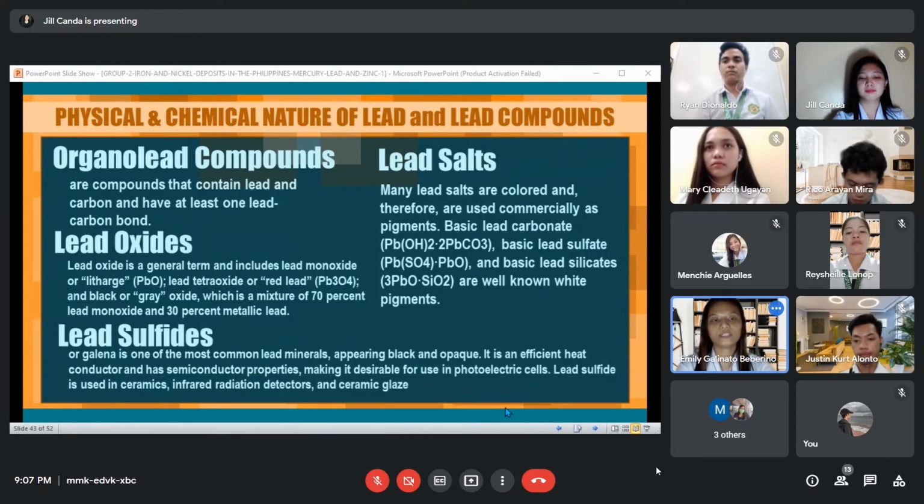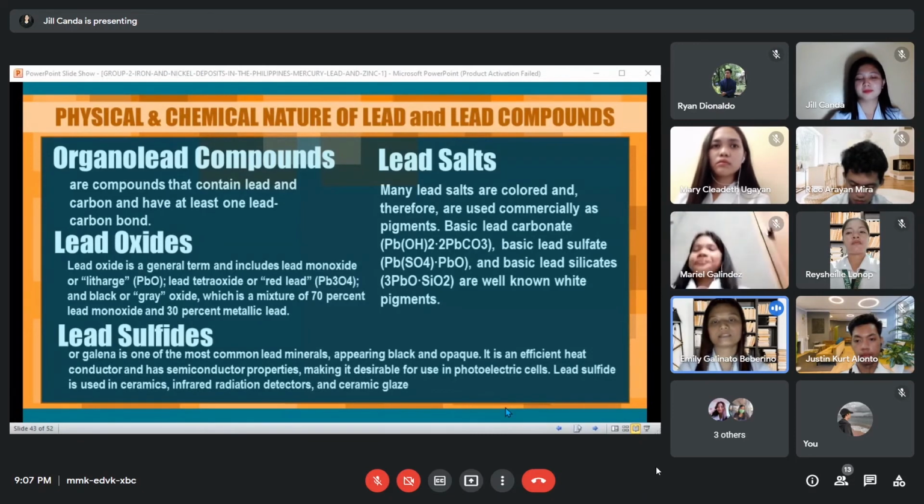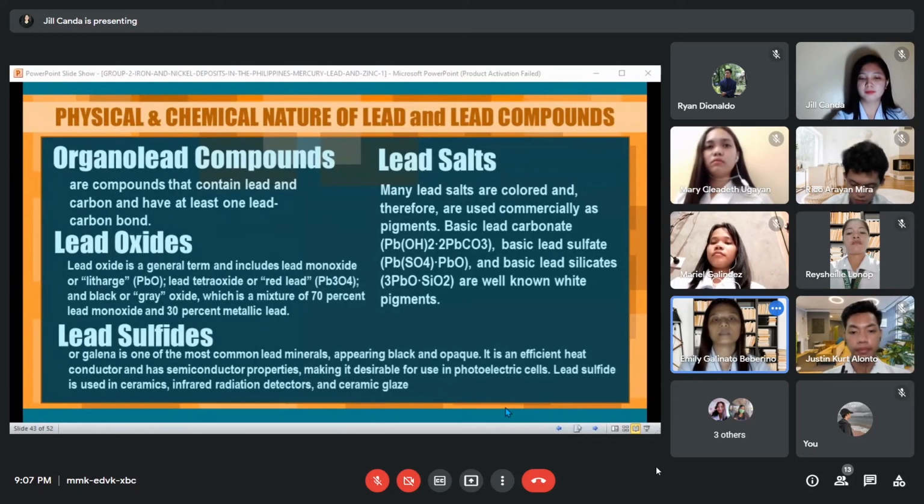Then the third is lead sulfides. Lead sulfide, PbS or galena, is one of the most common lead minerals, appearing black and opaque. It is an efficient heat conductor and has semiconductor properties, making it desirable for use in photoelectric cells. Lead sulfide is used in ceramics, infrared radiation detectors, and ceramic glaze.